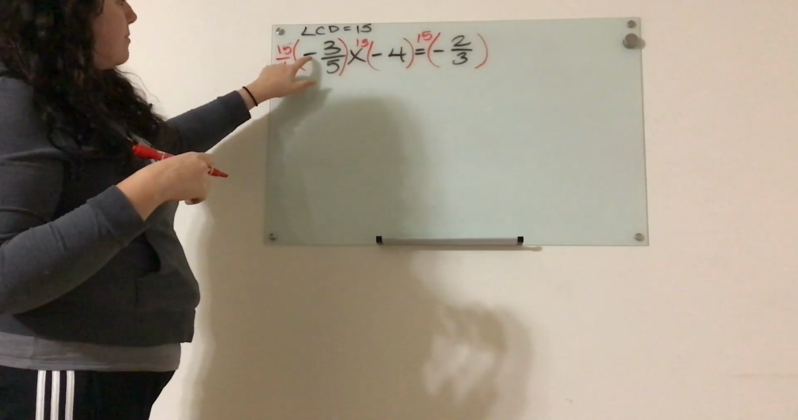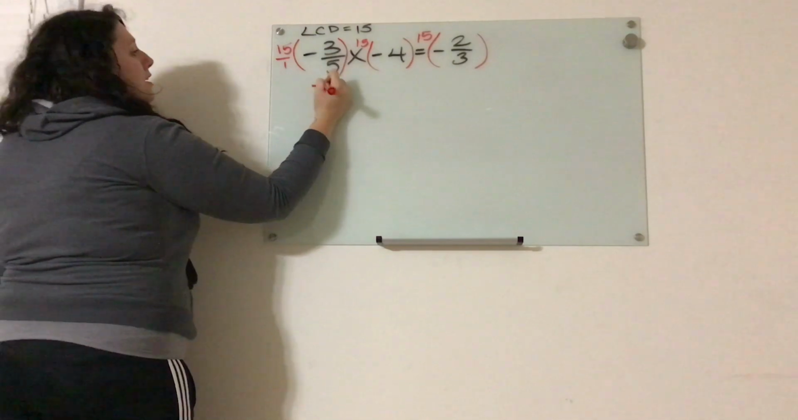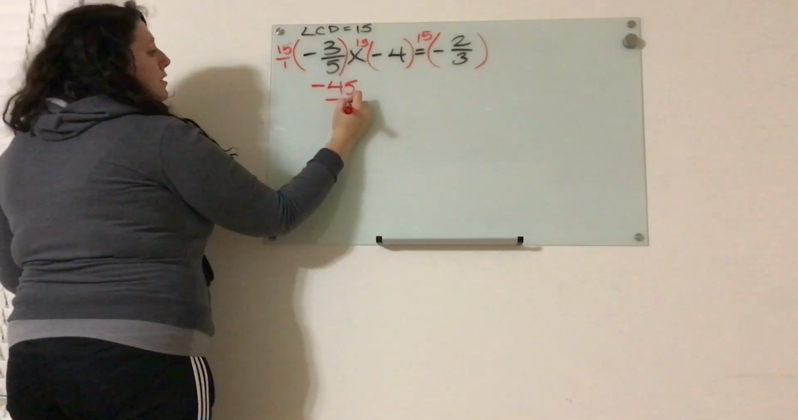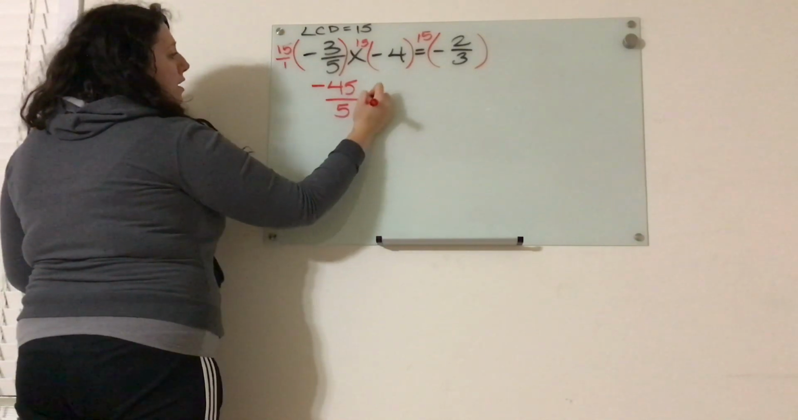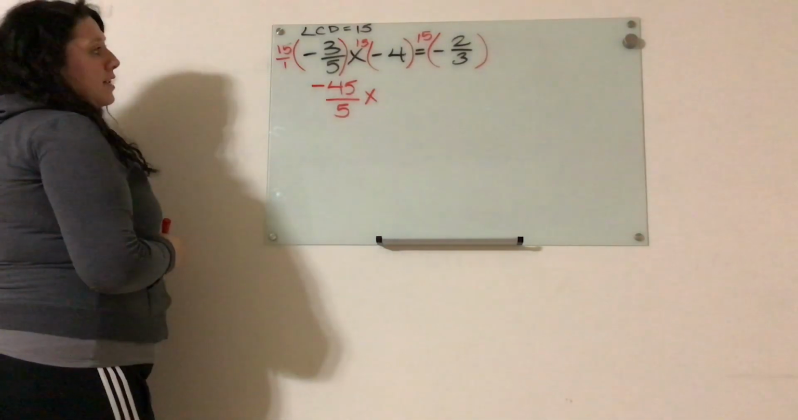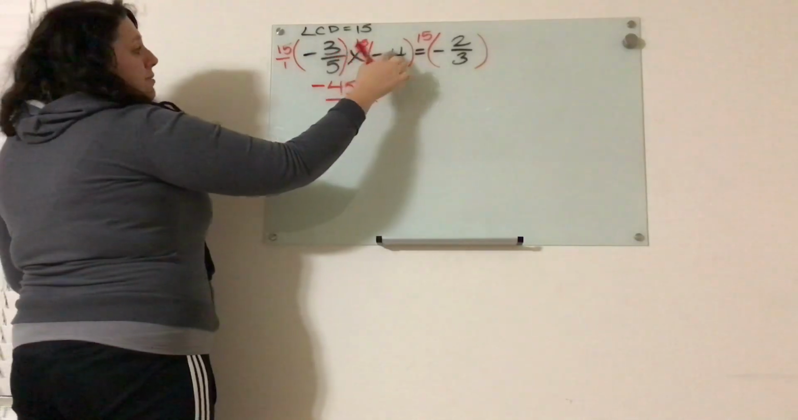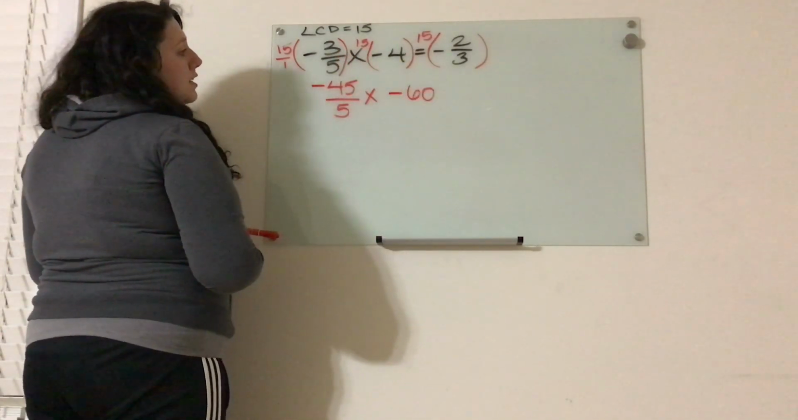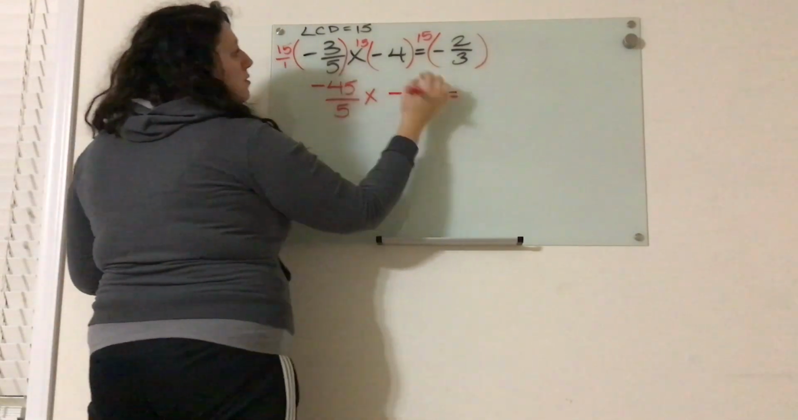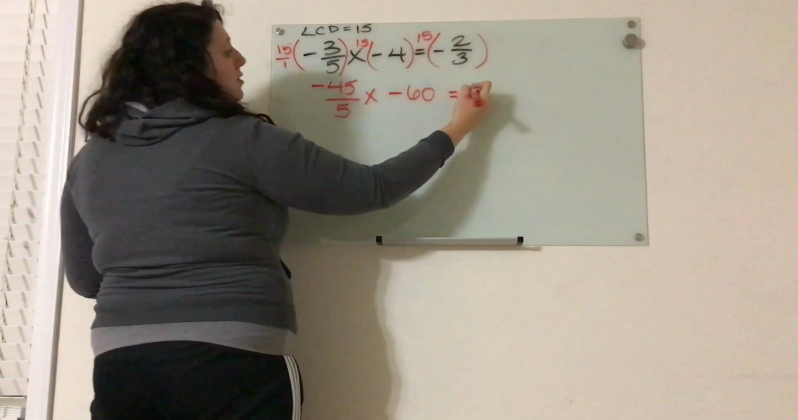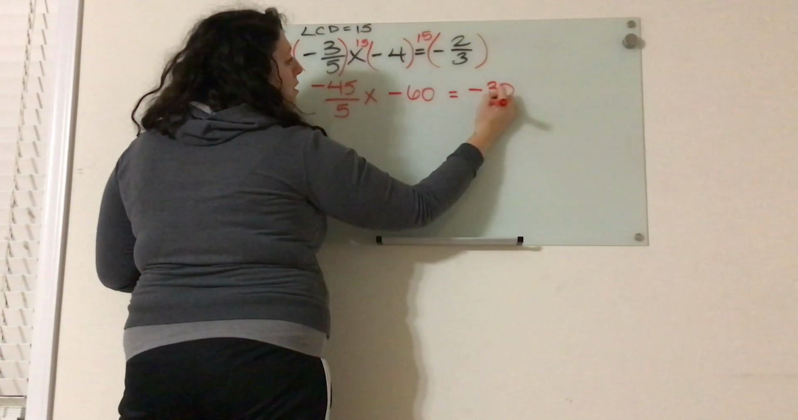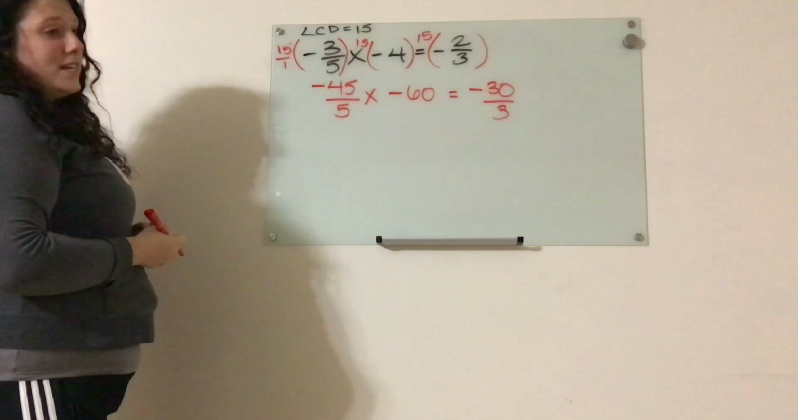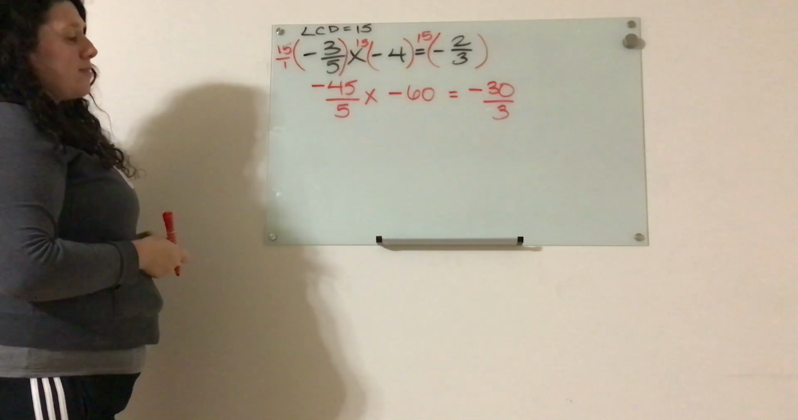So 15 times negative 3 is going to give me negative 45. And 1 times 5 is going to give me 5. So I got negative 45 over 5x. 15 times negative 4 is going to give me negative 60. And that's equal to 15 times negative 2, which is going to give me negative 30 over 3. So again, notice that your denominator did not change, just the numerators in this problem changed.